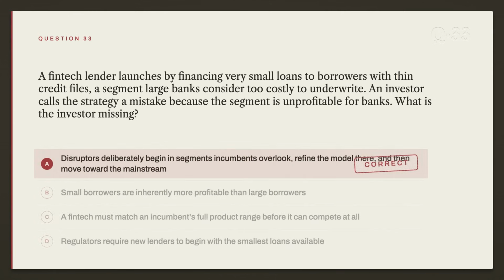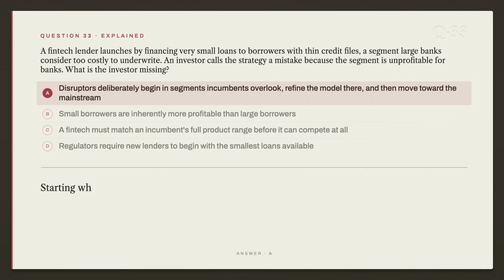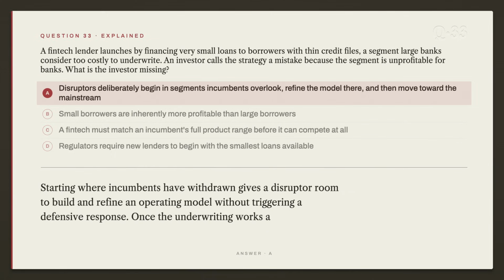The correct answer is A. Disruptors deliberately begin in segments incumbents overlook, refine the model there, and then move toward the mainstream. A is correct because starting where incumbents have withdrawn gives a disruptor room to build and refine an operating model without triggering a defensive response. Once the underwriting works at low cost, the entrant can move upmarket toward the customers the incumbent actually wants to keep. What looks like a poor market choice is the standard opening move of disruption.